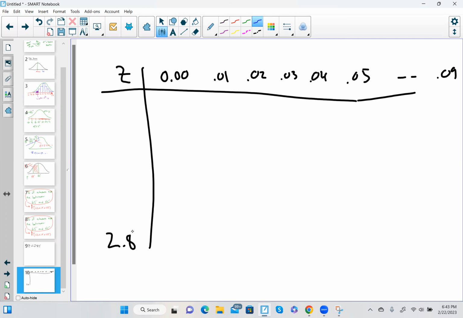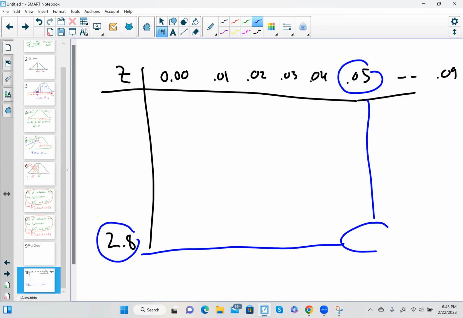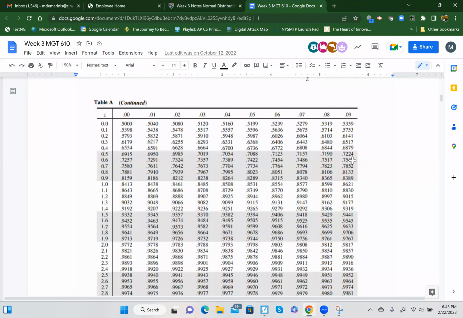What I'd like you to do is this: look at the 2.8, look at the 0.05, and go across and down, and you'll find a decimal in the chart right there. That's Z equals 2.85. So there should be a number there. Let's go look at it. If I look here, at 2.85, I think I see 0.9978. Let me know if you disagree with me or don't know how I got it.